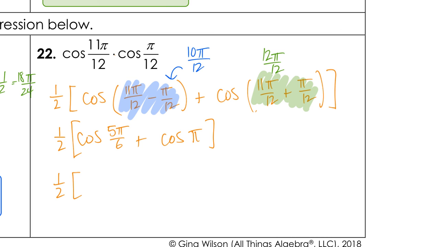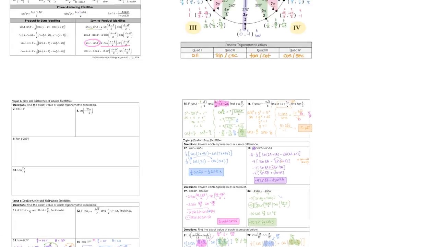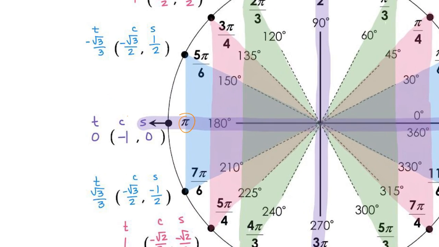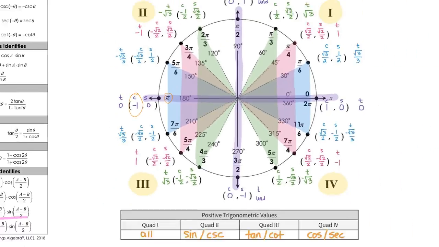So now we find the exact value of each. We just did cosine of 5 pi over 6, so I remember that it's negative square root of 3 over 2. And then we need cosine of pi, which is right here. So here's pi. Cosine is -1.